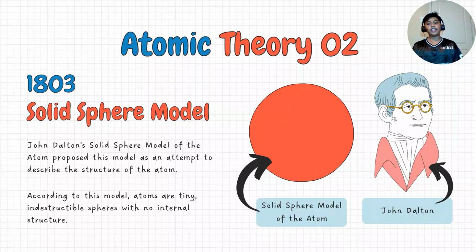Our next atomic theory is a long time after. In the 1800s, 1803, we had the solid sphere model. John Dalton's solid sphere model of the atom proposes this model as an attempt to describe the structure of the atom. According to this, atoms are tiny, indestructible spheres with no internal structure. So our new thing that we're building up on from the 5th century BC ideas is that now we know that they're indestructible.